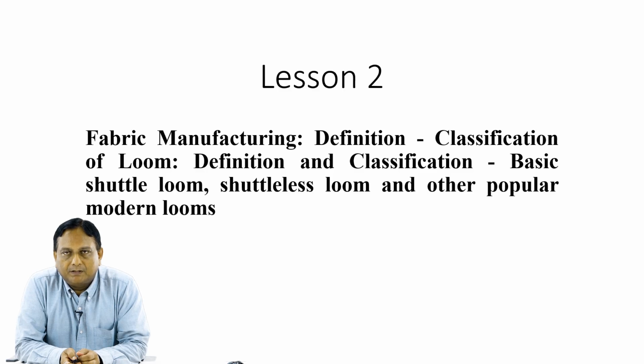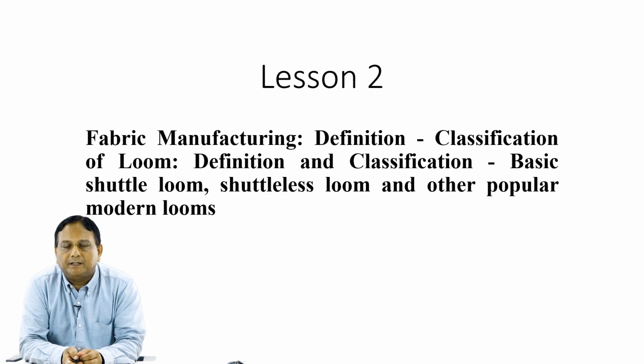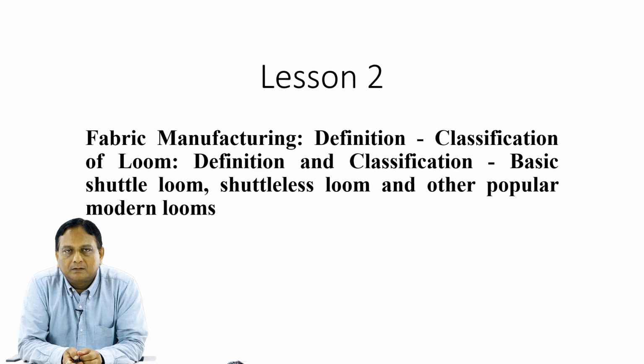In the earlier lessons, we have seen the different types of fabrics and how they are produced in different processes. Now we will talk about woven looms, mainly focusing on the shuttle loom, its different components and different mechanisms. Then there is a small part on shuttle-less looms and other popular modern looms. In this lesson, we will see the different areas and structures of the loom and the different parts in the loom. In the next lesson, we will talk about the shuttle-less loom.